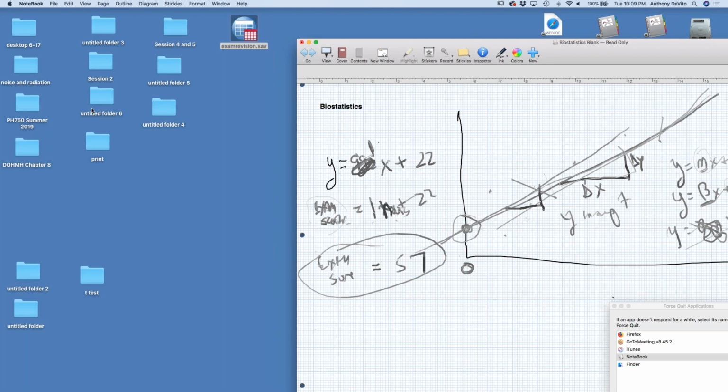Uh-oh, I think I crashed. I think SPSS crashed there. Okay, so I wouldn't worry about that too much. I don't think I'll be concentrating on that on the exam at all. Let me get this opened again. Oh, I still got my mouse.